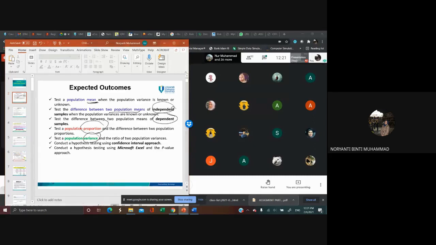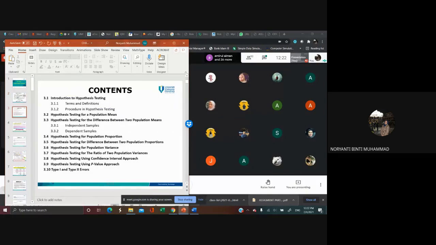For chapter 3, we have three methods: the traditional method, the p-value method, and the confidence interval method. The confidence interval method you learned in chapter 2, but based on the confidence interval answer, how do you know whether hypothesis testing is reject or not reject? So this is the content.